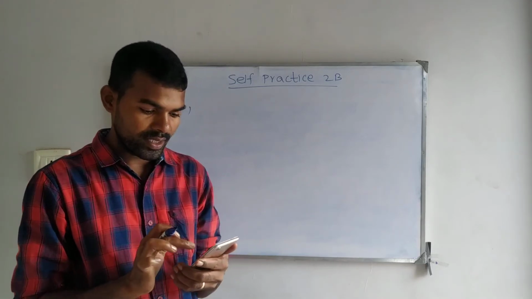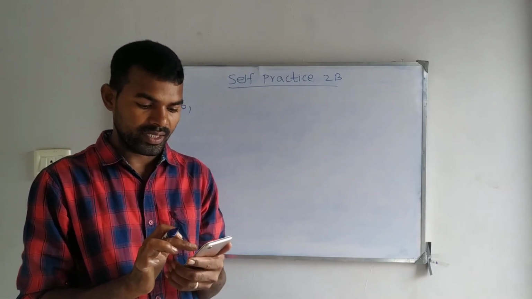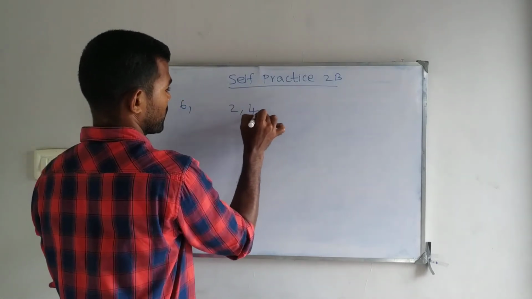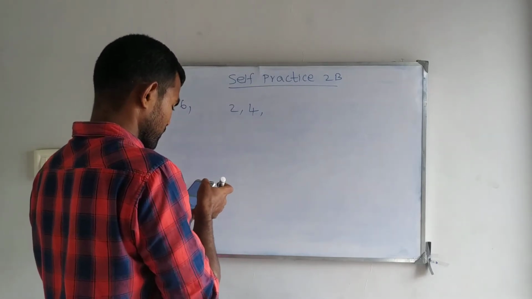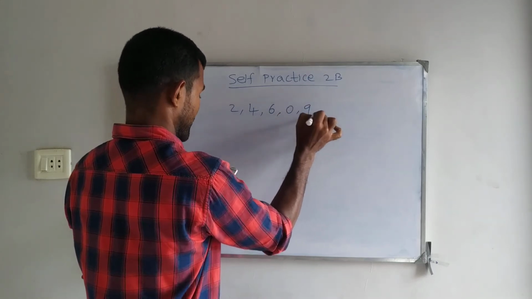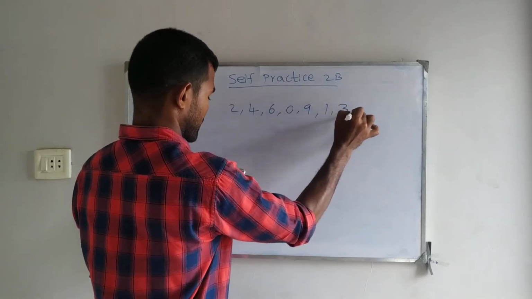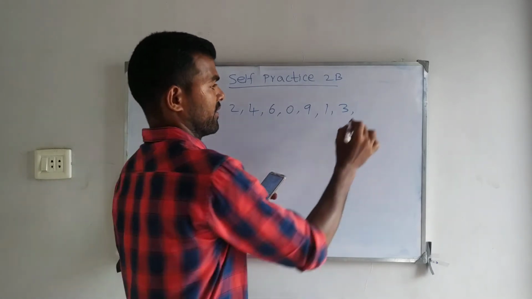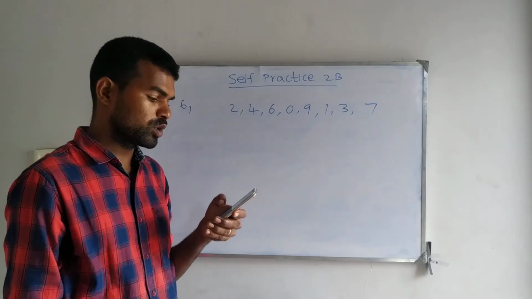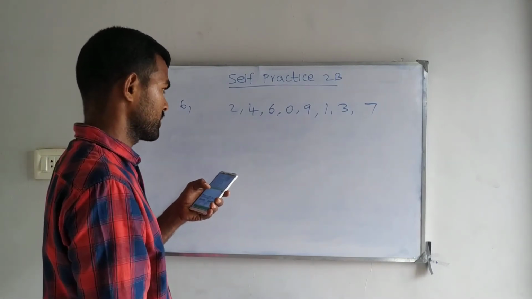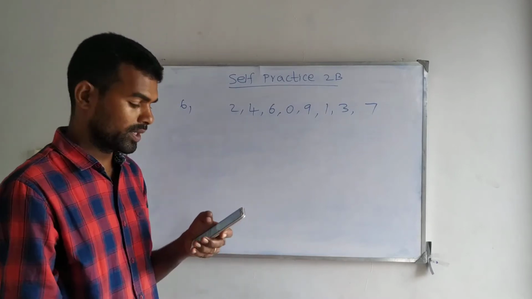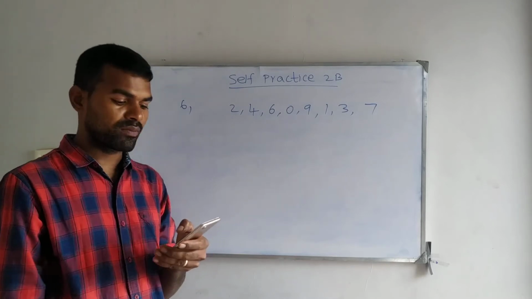Write the smallest number found by using each of the digits 2, 4, 6, 0, 9, 1, 3 and 7. Using these digits, we have to write the smallest number. 2, 4, 6, 0, 9, 1, 3, 7. This is the number. With these digits you have to make the smallest number.